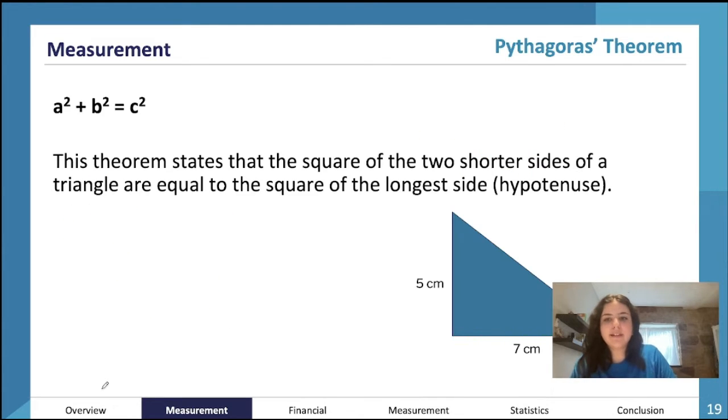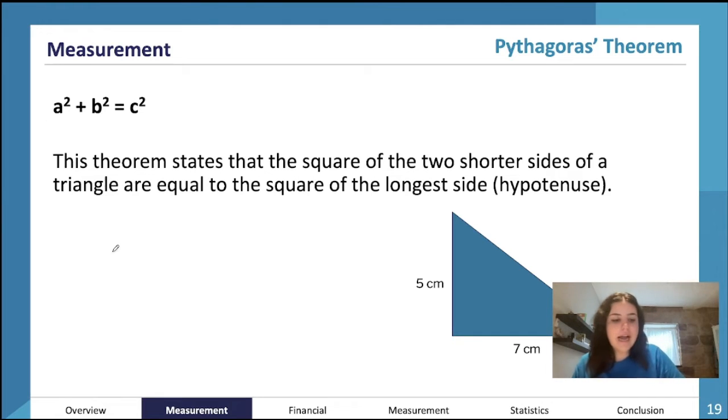Also got that written down. All right, so this is Pythagoras' theorem. A squared plus B squared equals C squared. So long ago, this magical Greek man realized that if you did the square of the two shorter sides added together, you would get the square of the longer side, which is the hypotenuse.